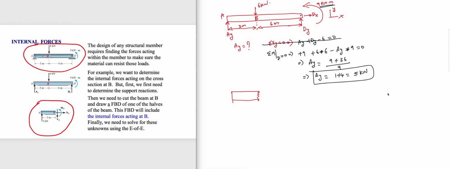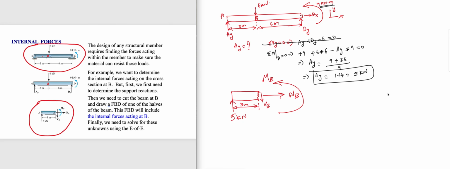right? And A, what is AY? AY, we just found out AY to be 5 kilonewtons. And whenever we make a cut, what did I just tell you? You have to draw three things: normal at B, shear at B, moment at B. And this is at 3 meters. And because you're making a cut just to the left of B, you don't have that 6 kilonewtons. But if you make a cut to the right of B, you will also have to draw the 6 kilonewton force.